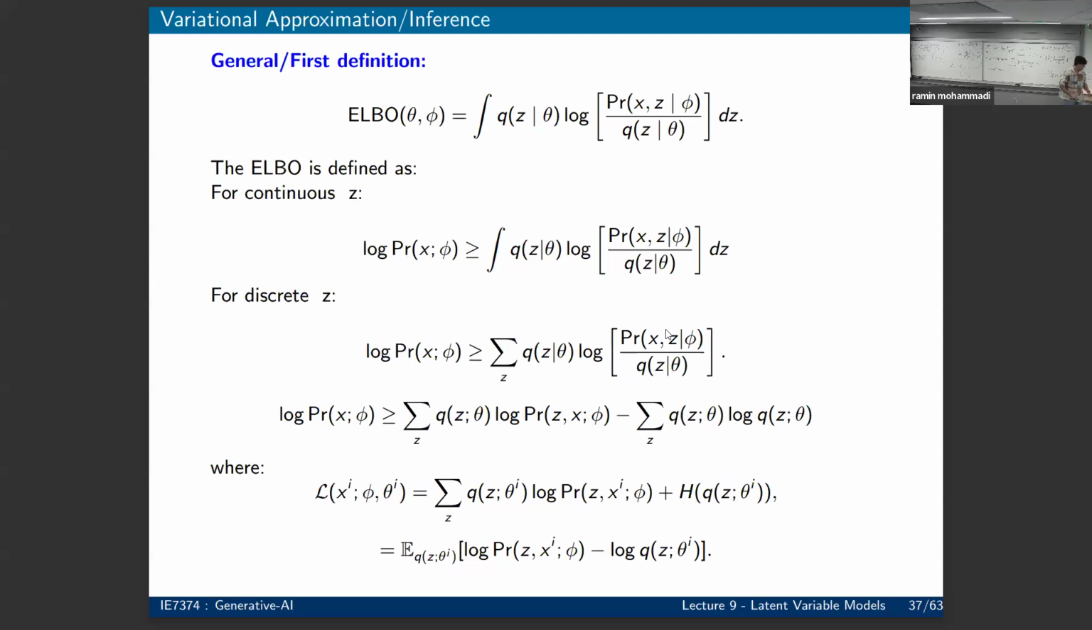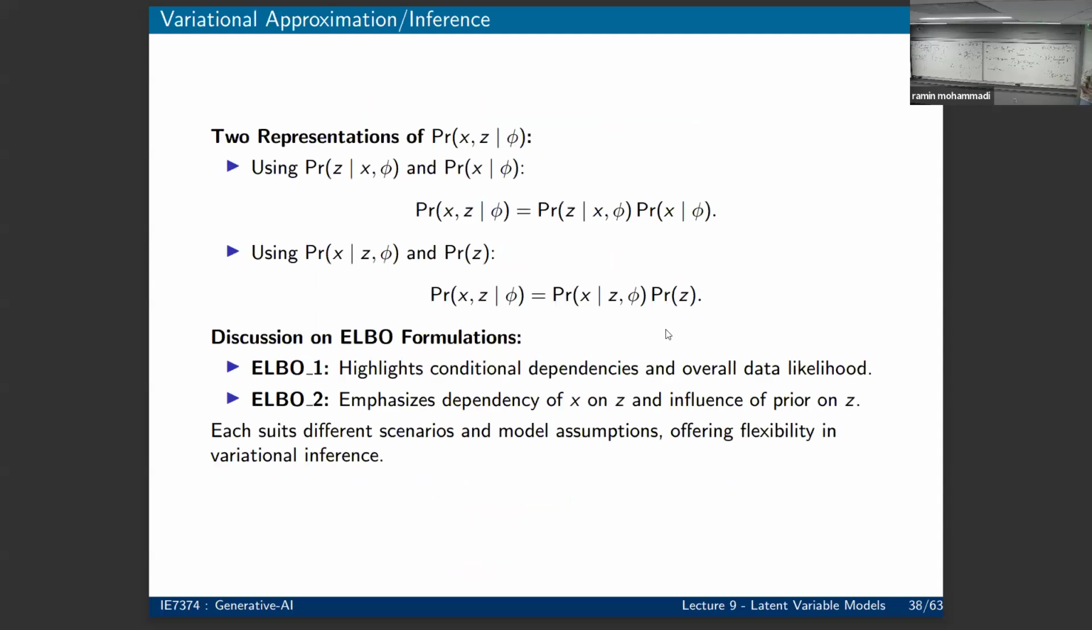Now, if you go to the other representation, the focus here comes on this part. In the numerator here, you have the probability of X and Z. But the probability of X and Z can be presented in two ways.